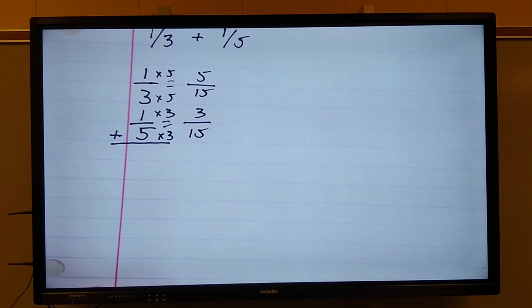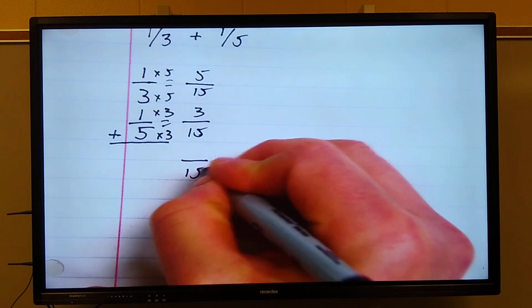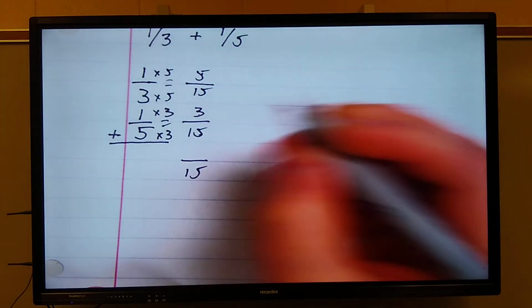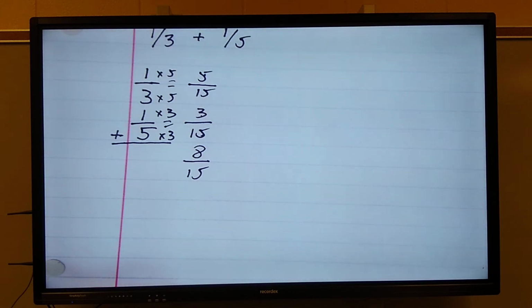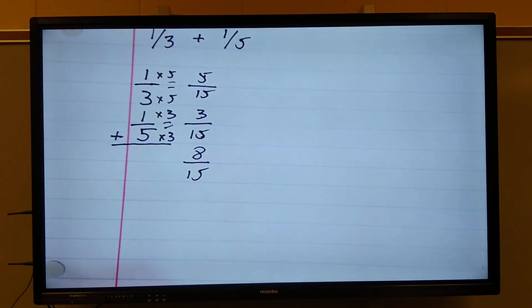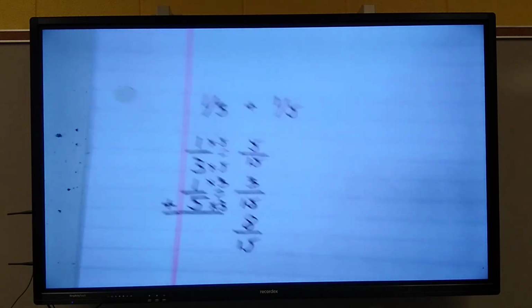Next step, add the two fractions. The denominator stays the same. 5 plus 3 is 8. Ask yourself the two beautiful questions. Is this an improper fraction? No. Is this in simplest form? Yes. So this is indeed the correct answer. 8/15. And the truth shall set you free.